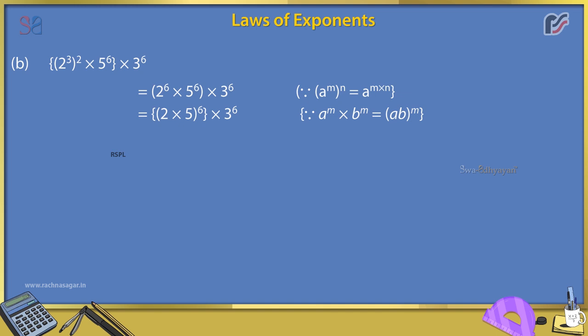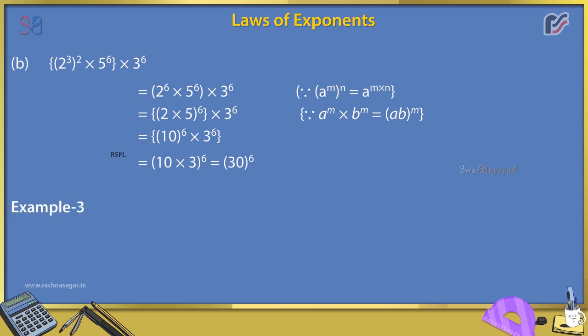Because a raised to the power m into b raised to the power m is equal to, in the brackets, ab whole raised to the power m, which is equal to, in the brackets, 10 raised to the power 6 into 3 raised to the power 6, which is equal to, in the brackets, 10 into 3 whole raised to the power 6, which is equal to, in the brackets, 30 whole raised to the power 6.